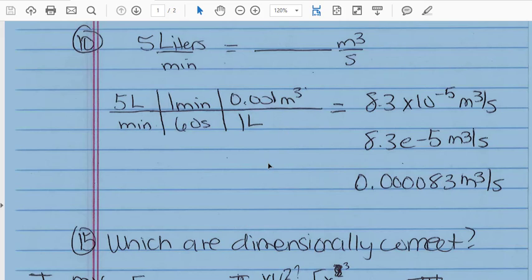My answer should be 8.3 times 10 to the negative 5 meters cubed per second. When you type that into OpenStax, probably the best way to do that is 8.3 e negative 5. The e just replaces typing out times 10, and then meters cubed per second. Or you could put it in as a decimal value.